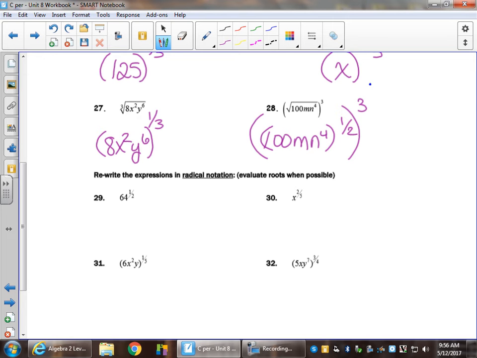Power of a power. What do I do with the powers? Multiply them. What is 3 times 1/2? Stick with what you said first. So 100 m n to the 4th. That's a little messy. Raised to what power? When you say 3 over 2, what does that mean? 3 divided by 2?